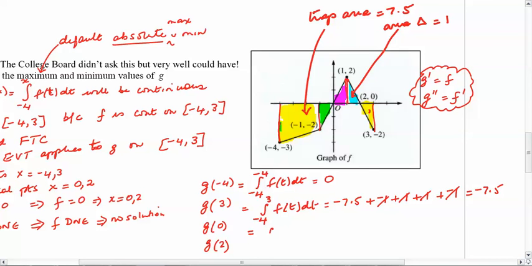G of 0 means the integral is going to go from -4 to 0, so I'm going to stop at the origin this time. And that integral is going to be -7.5.